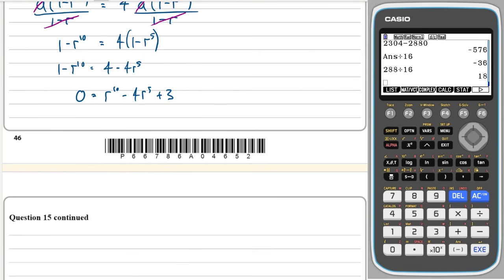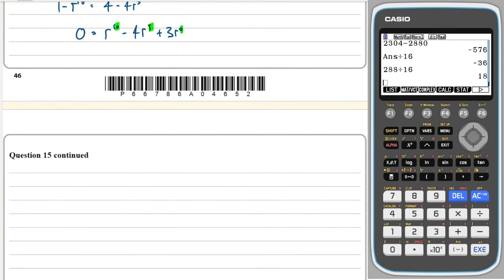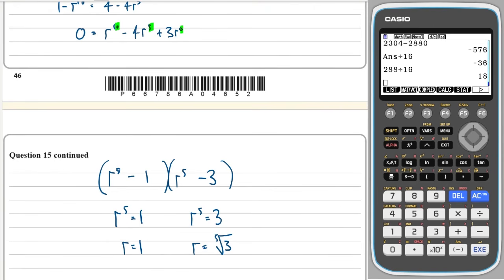And that is a hidden quadratic, because we have, this would be r to the 0. And if ever we have r's or x's which go up in ascending powers like that, in an arithmetic sequence, then that is a hidden quadratic. So we can write here that r to the 5, and what two numbers times to get 3 and add to make minus 4, that's minus 1 and minus 3, which gives us r to the 5 equals 1 and r to the 5 equals 3, which gives us that r equals 1, or r is equal to the 5th root of 3.